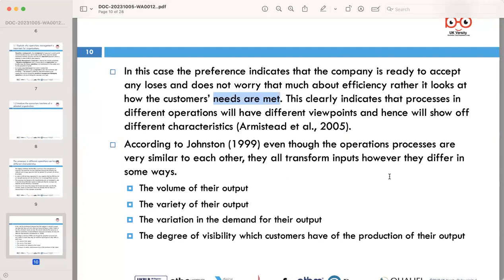They differ in the volume of their output, the variety of their output, the variation in the demand for their output, or the degree of visibility which customers have of the production of their output. Basically, the variety of products or services offered by different operational processes can differ significantly. Some may offer a wide range of diverse products, while others may specialize in narrow product lines.